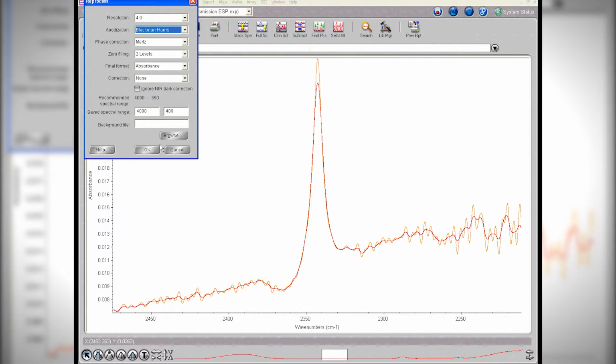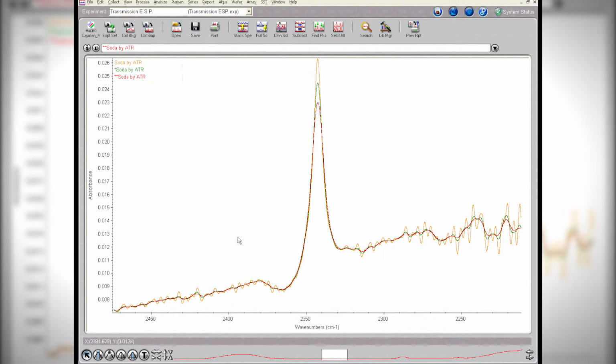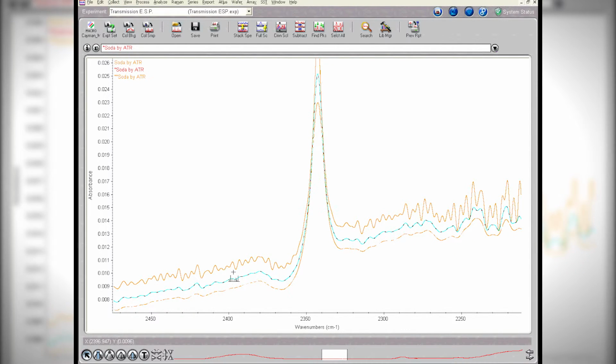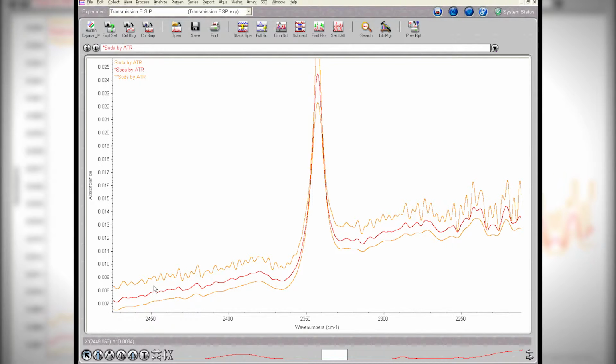Blackman-Harris, this is the heaviest apodization we use, you can see the effect again. The peak is depressed a little bit. There's not much change in the line width, although there is a little bit. But the main thing you can see here is the effect in the wings. So there they are. You can see the three of them: the original unapodized data, the data apodized by Happ-Genzel, and the data apodized by Blackman-Harris.